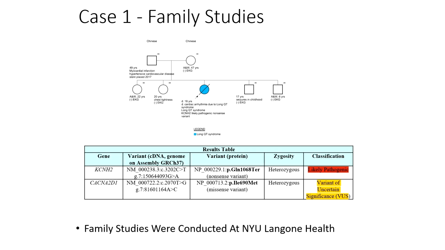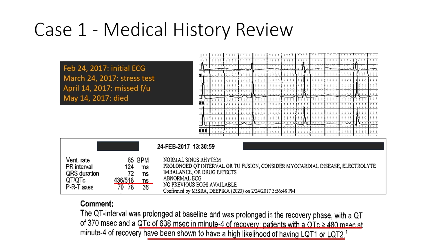Family studies conducted at the Langone NYU Health Center showed that none of the parents and the 4 siblings had the KCNH2 variant. So this variant arose de novo. Furthermore, the variant of uncertain significance was detected in the mother and 1 sister without any clinical phenotype, suggesting this variant is likely benign. What made this case unique is there was well-documented history that we don't always have for most cases.